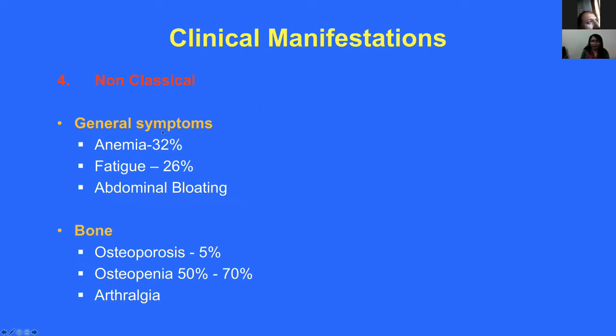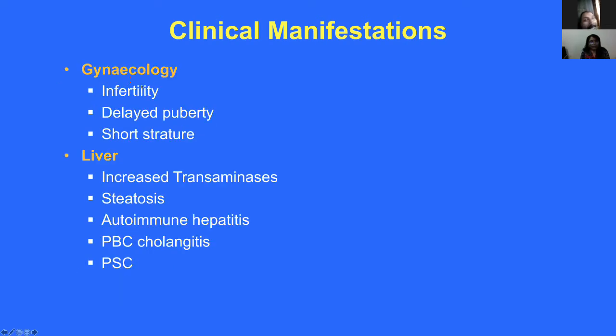They can come with general symptoms in the form of anemia, fatigue, or abdominal bloating, or patients can land up in the orthopedics department in the form of pathological fractures, osteopenia, or arthralgias. Patients come to the gynae department with the symptoms of infertility, delayed puberty, or short stature.